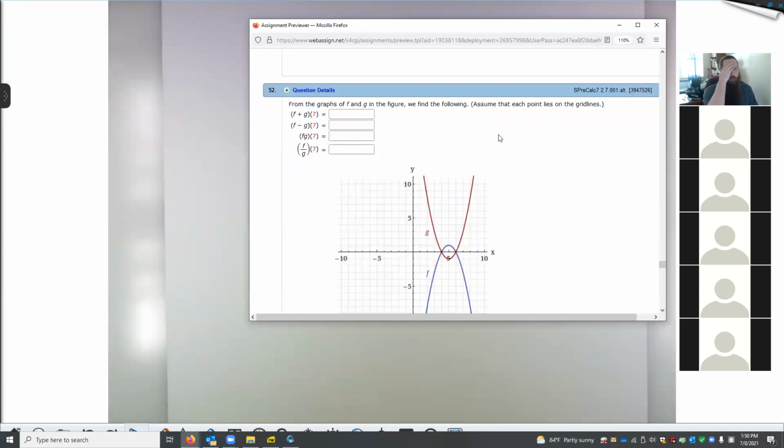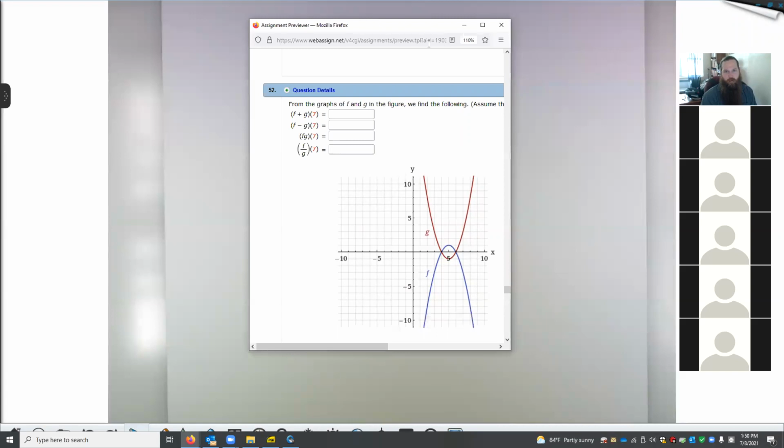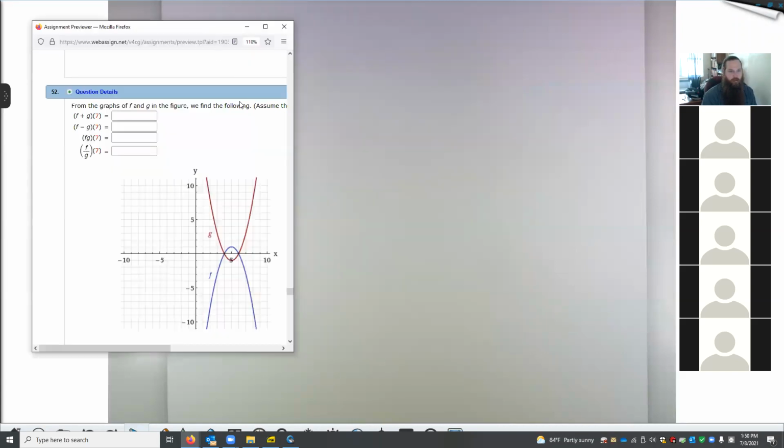All right. So from the graphs, they want us to give them f plus g of 7, f minus g of 7, f times g of 7, and f over g of 7. The graph, giving us the whole graph here, is big overkill. I only need 2 function values.